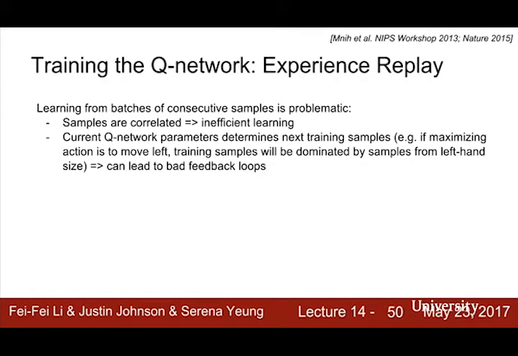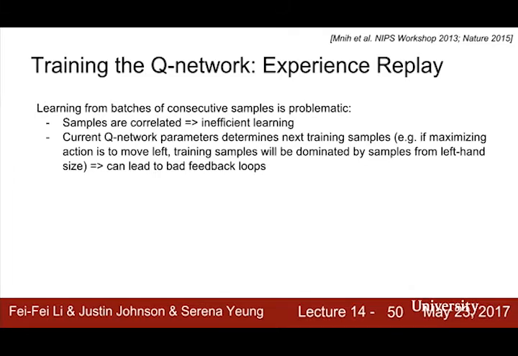One other thing that's used here that I want to mention is something called experience replay. This addresses a problem with just using the plain Q network that I've just described, which is that learning from batches of consecutive samples is bad. The reason is that when playing the game, if we take consecutive samples of state, action, and reward and train with these, all of these samples are correlated. And so this leads to inefficient learning, first of all.